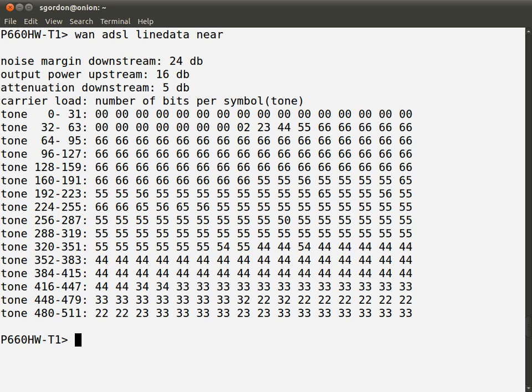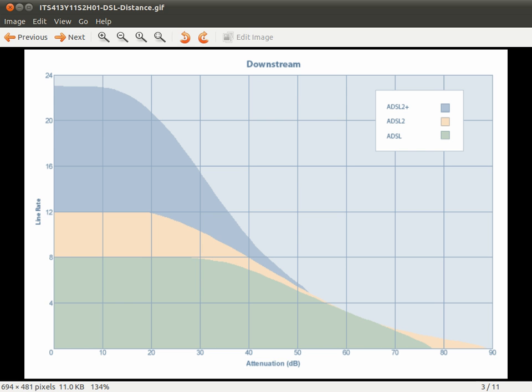This is a plot, from Wikipedia. It's a plot that gives the relationship between the data rate that we can achieve with ADSL, the line rate, measured in megabits per second from 0 up to 24, compared to the attenuation across our line, measured in decibels. There are three different technologies represented here: ADSL or ADSL1, the green one here, ADSL2 and ADSL2+.